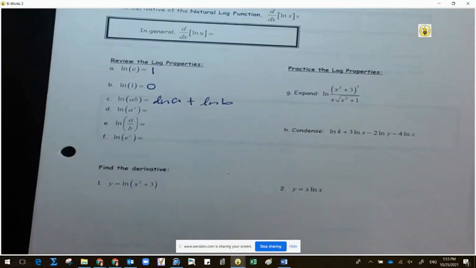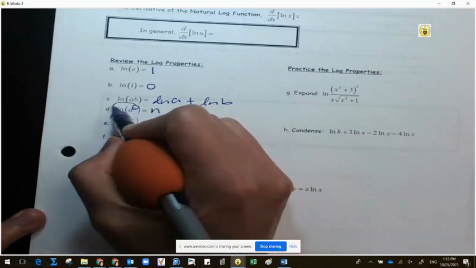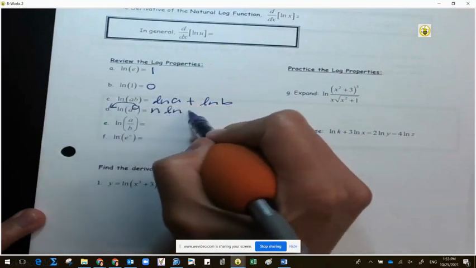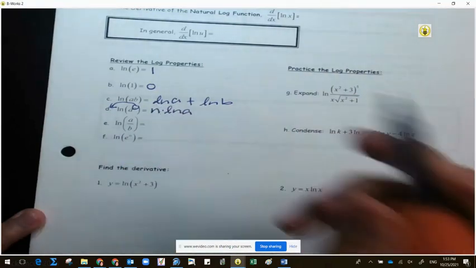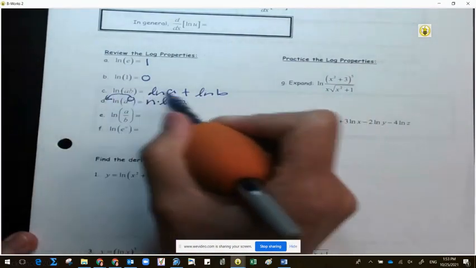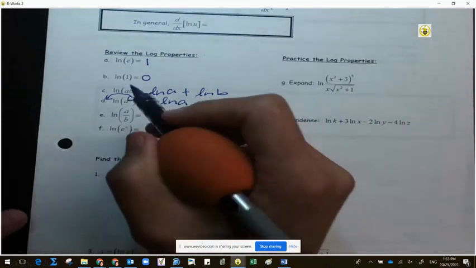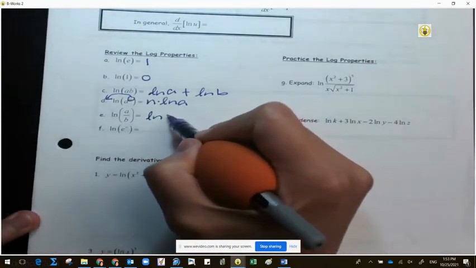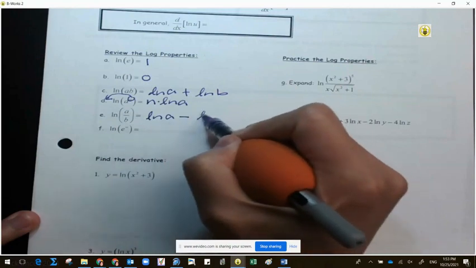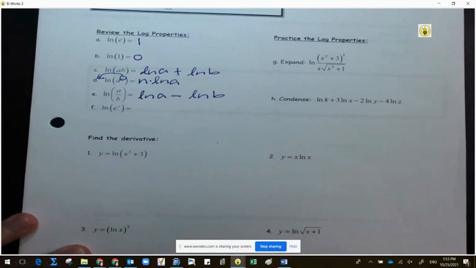And then natural log of a to the power of n kind of behaves like the power rule in a derivative. You bring the n down to the front, and you just keep natural log of a. If you want to put a multiplication sign at the beginning, go for it. So for c, when we multiply inside the natural log, we separate it by a plus sign. What do we do when they're divided? You subtract. Does that kind of sound like the derivative of a quotient rule? Yeah. Maybe they're related. Not sure.